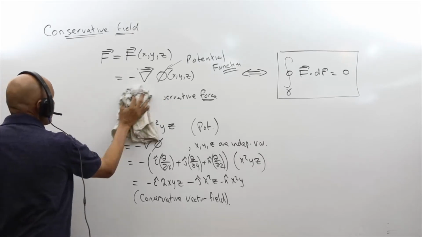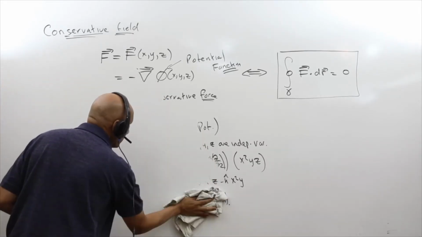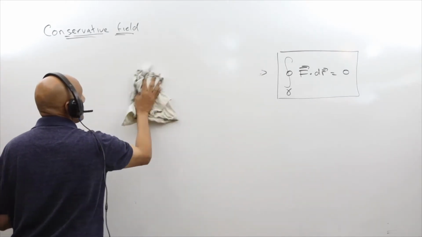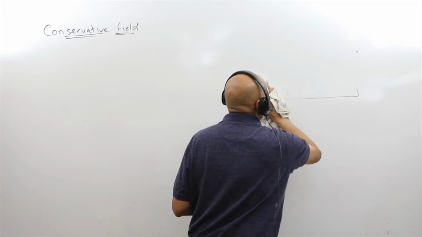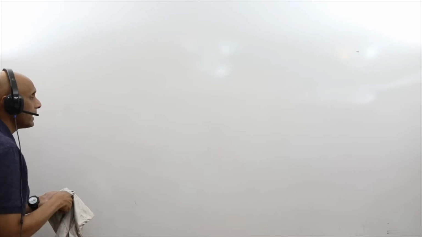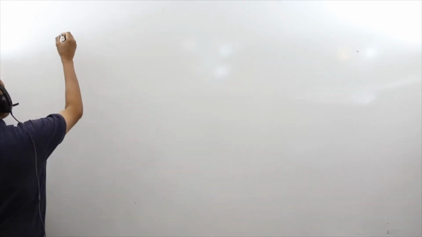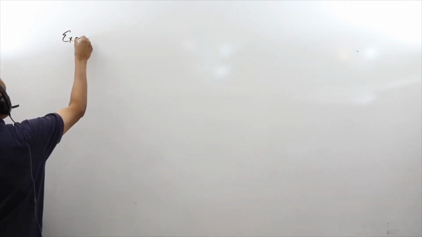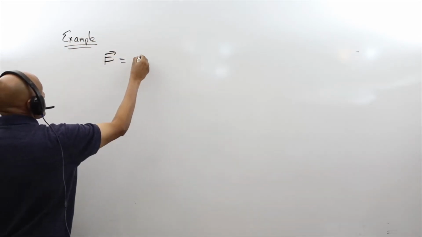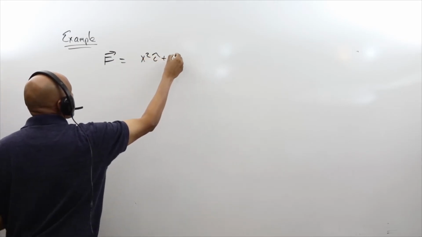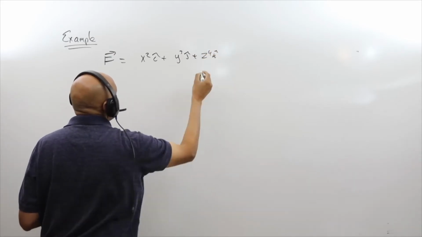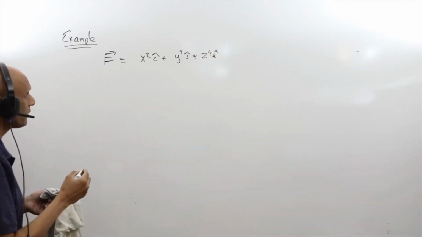So let me give you examples of this. So imagine that we're told, so testing of a function. You might get lucky, but let's imagine the following example. You're given a force field of x squared i plus y cubed j plus z to the fourth k. And I want to know if it's conservative.